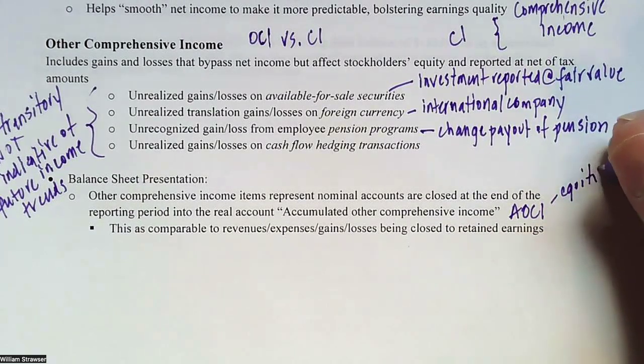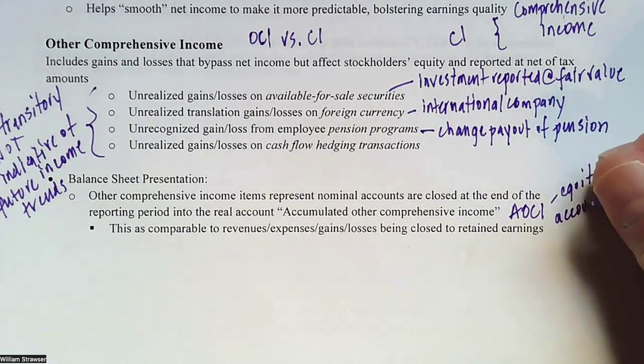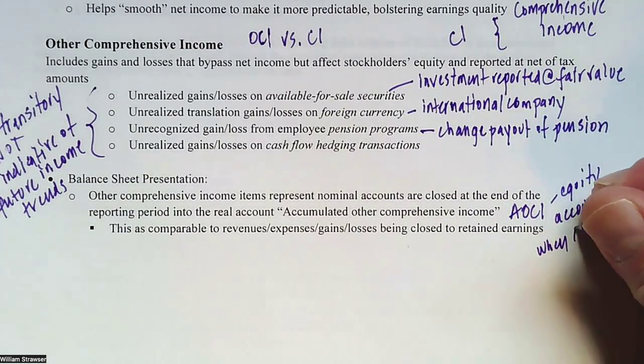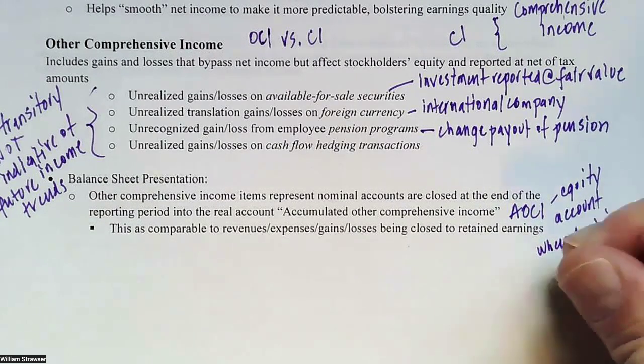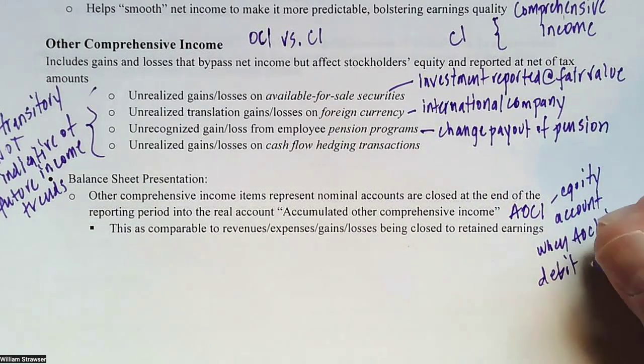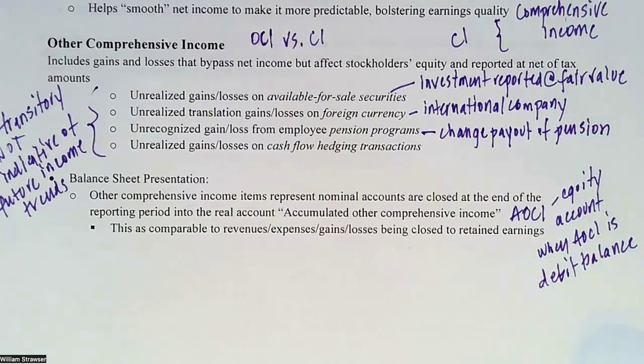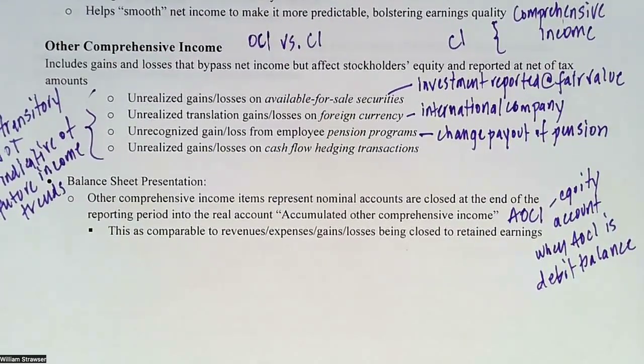So it is very much like retained earnings. It can have a debit or credit balance. Remember that when it has a debit balance, that means that this company right now has a lot of OCI losses. Okay, more losses than gains. So that's on the debit side.